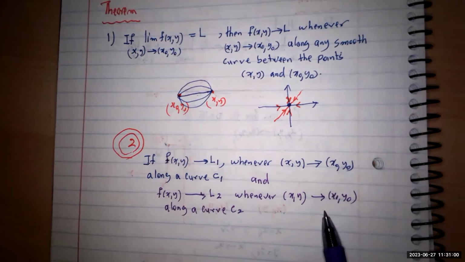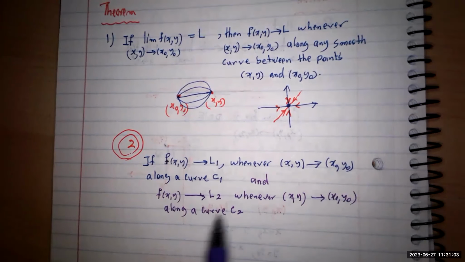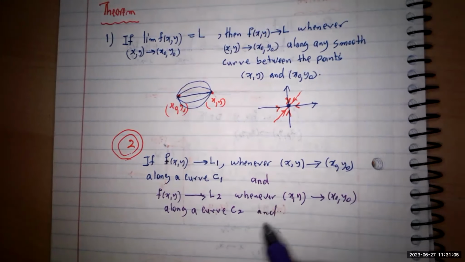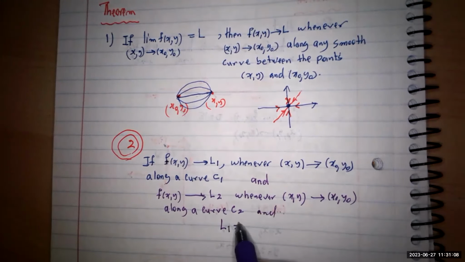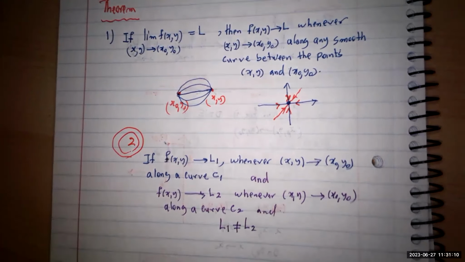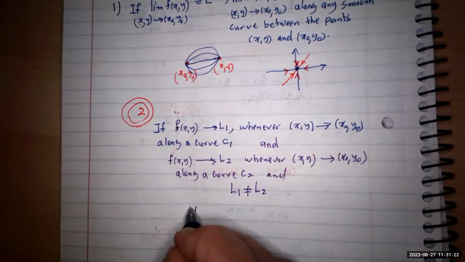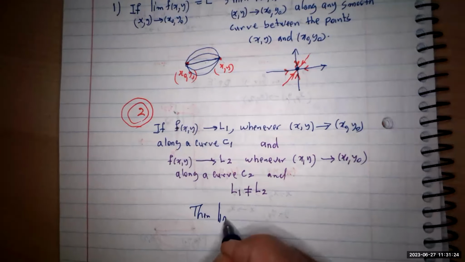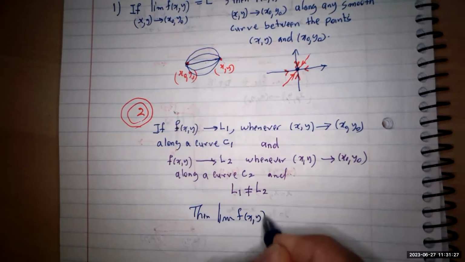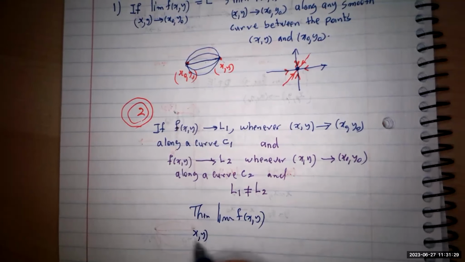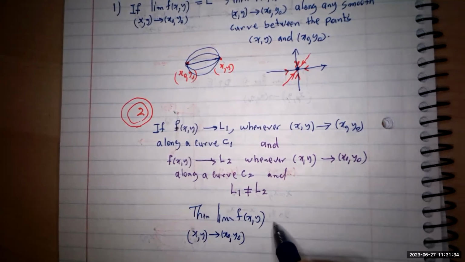Okay, two different directions, two different numbers, of course. And L1 happens to be not equal to L2, like the right and left limits, they're going to be different. So in two different directions, we get two different numbers. So according to the first part, this means the limit of f of x comma y when x, y goes to x0, y0 does not exist.